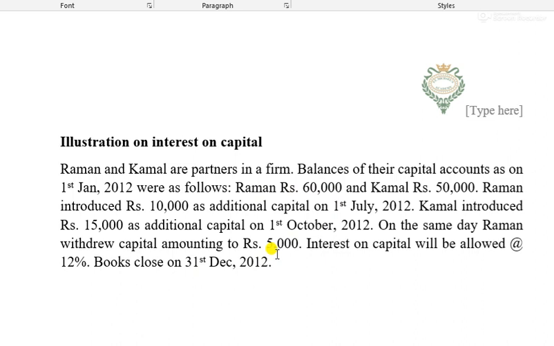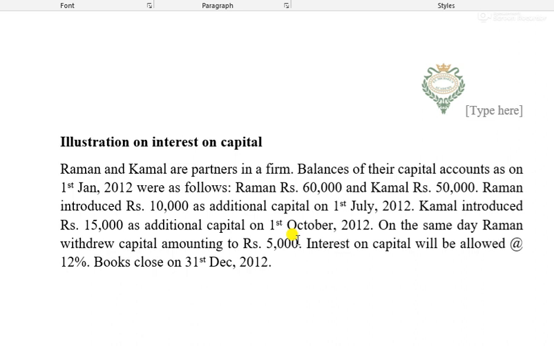Understand this first, how the capital is fluctuating over here. Then we'll proceed to the sums. So Raman's capital is clear, I hope. Now Kamal's capital: Kamal has only added capital, he did not withdraw. In the starting of the year it was 50,000 for Kamal, and then what happened? He introduced rupees 15,000 on 1st October. So we can say that from January to September the capital was 50,000, and then from October to December the capital was 50 plus 15, 65,000.